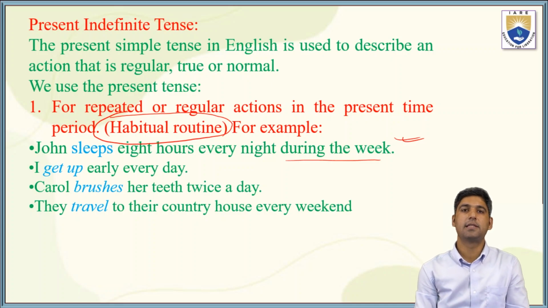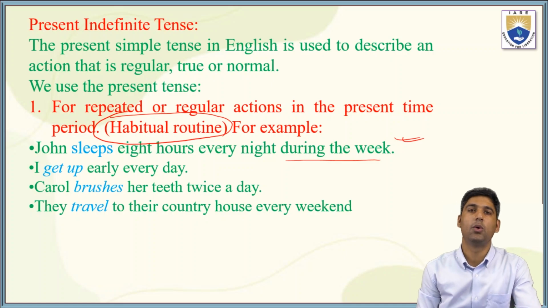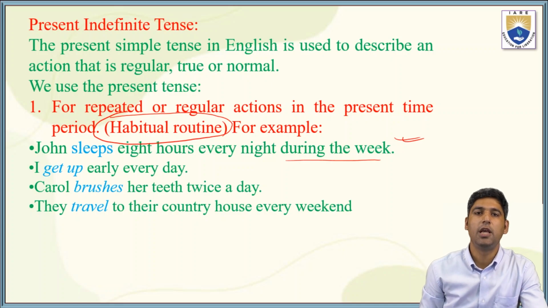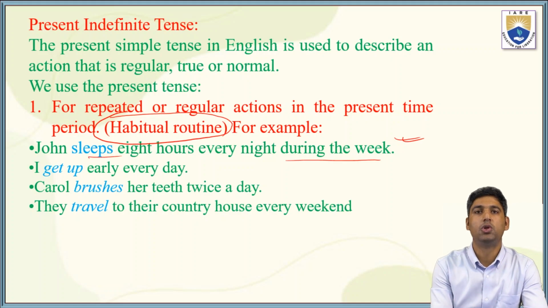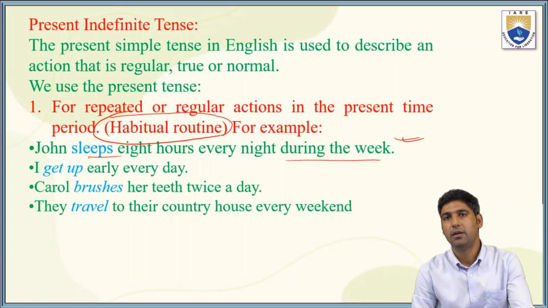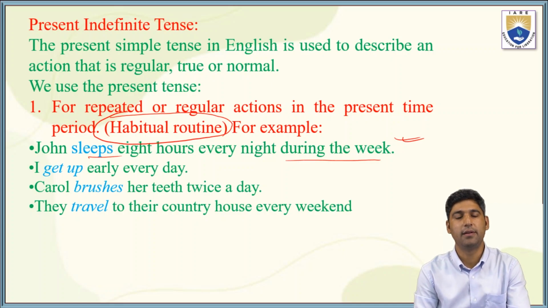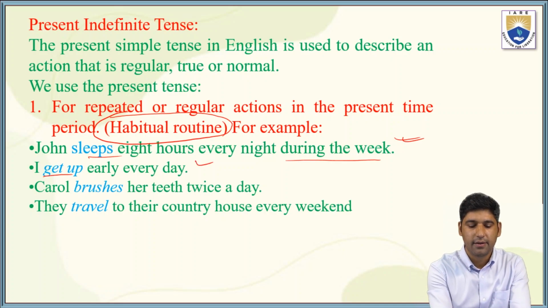See, the sentence is about John. The verb is sleeps 8 hours every night during the week. So it says this is the habit of John, to sleep for 8 hours every night during the week. Is John doing it for only one day? No, John is sleeping 8 hours every night during the week. So it shows his habit. It is his habit to sleep for 8 hours every night during the week. Habitual routine. I get up early every day. Get up.